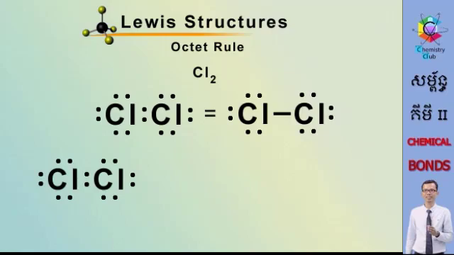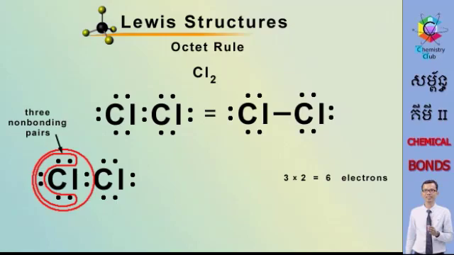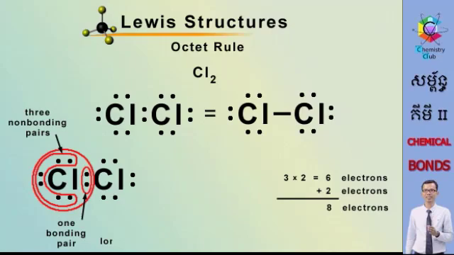To see why this is, look at the chlorine atom on the left. It has 3 pairs of non-bonding electrons and 1 pair of bonding electrons surrounding it. Remember that the bonding pair, which is the shared electrons, counts as a pair of electrons for both atoms. This means that the chlorine atom is surrounded by 8 electrons. A non-bonding pair of electrons is also called a lone pair. Lone pairs are important in understanding the shapes of molecules, as will be shown later.